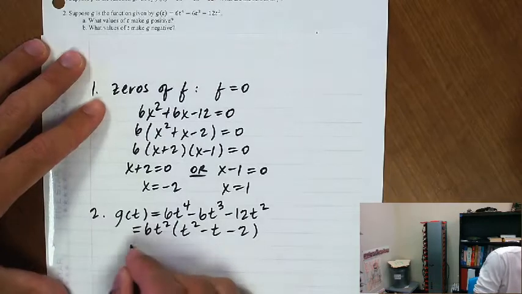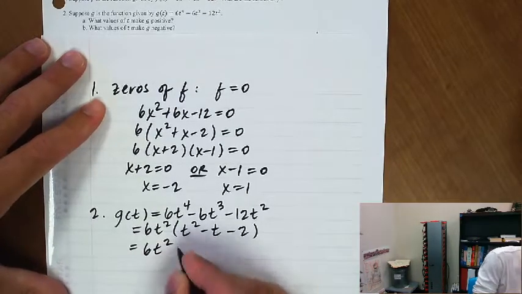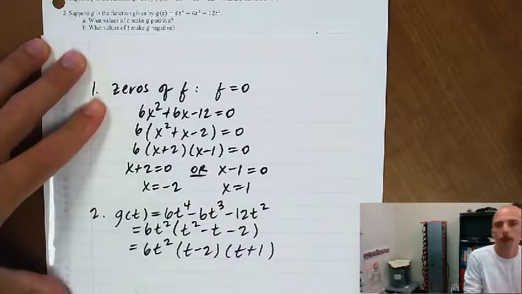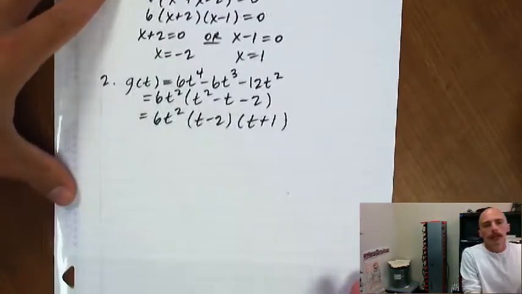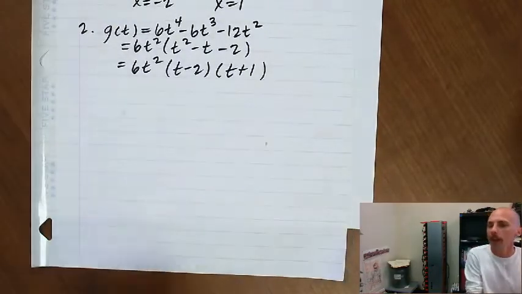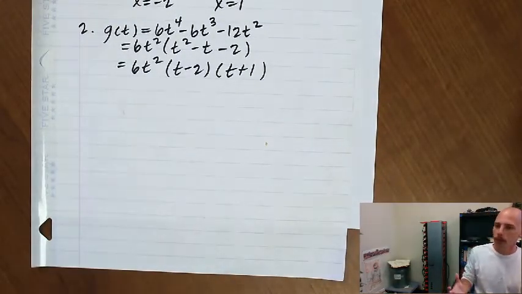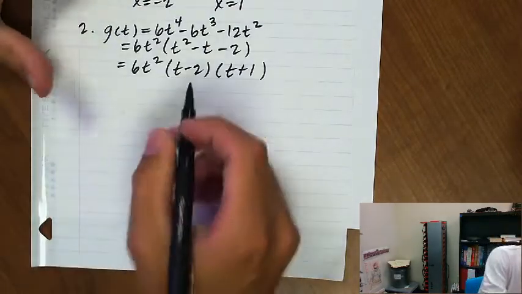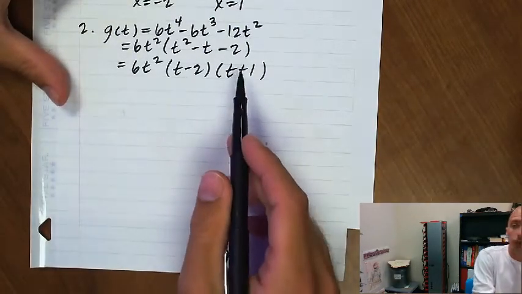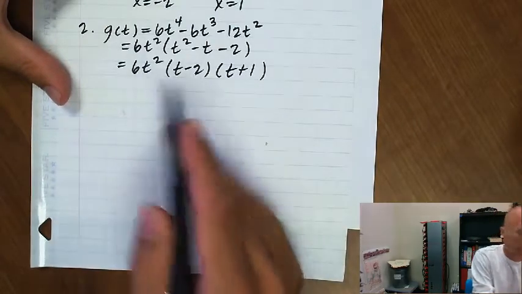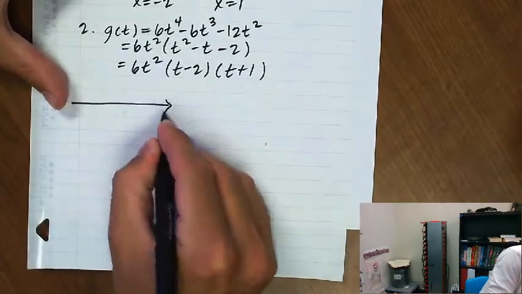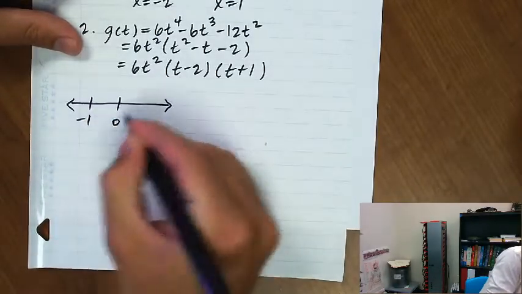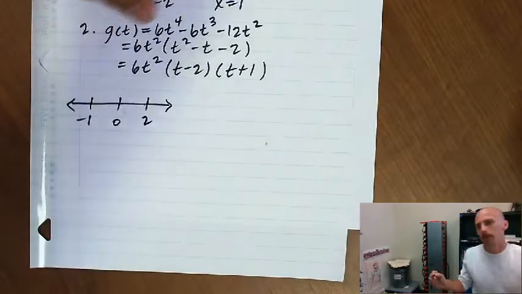Okay, now, in order to determine whether this is positive or negative, we kind of have two options. I'll show you both of them, and I'll tell you that I prefer sketching a graph, because it's really fast. I know that this thing has zeros when t is equal to negative 1, 2, and 0. So I'm going to go over here. So this would be negative 1, 0, and 2.